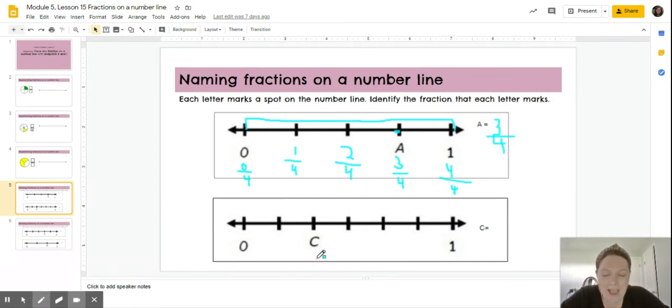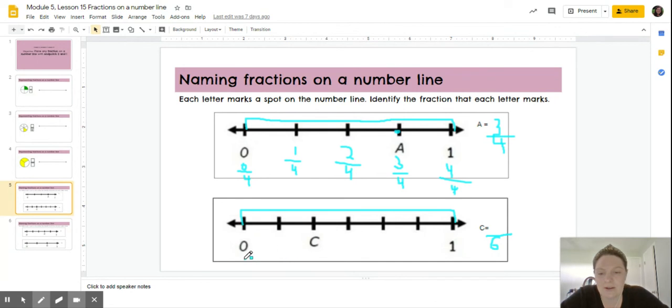Okay, let's take a look at this one. What fraction does the letter C represent? Again, I'm going to draw my bar. This helps me visually see how many equal parts it's divided into. 1, 2, 3, 4, 5, 6 equal parts. So I know that the denominator in my fraction is 6, or I'm dealing with sixths here.